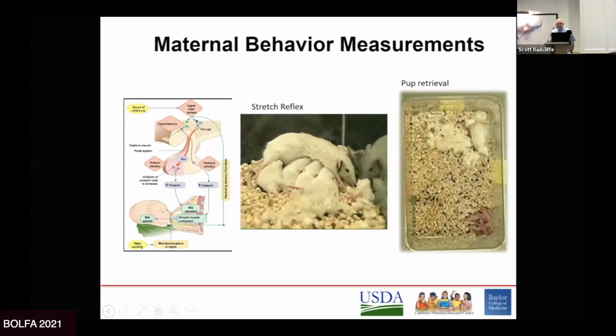So in addition to milk composition traits and body composition, we also measured some maternal behavior traits.